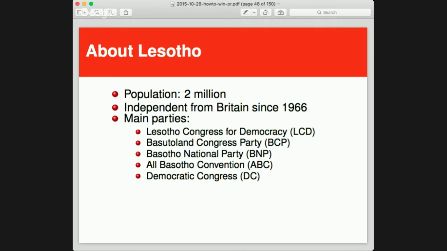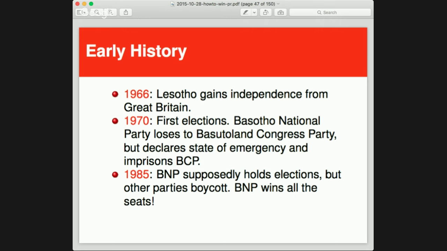So 1966, Lesotho gained independence. 1970 was the first elections after independence. The BNP, so the Lesotho National Party, was in power at the time. They lost the election. And then kind of unfortunately, they said, we need a state of emergency. Those people didn't really win the election. And then they imprisoned everybody. And then there were no more elections for a while.